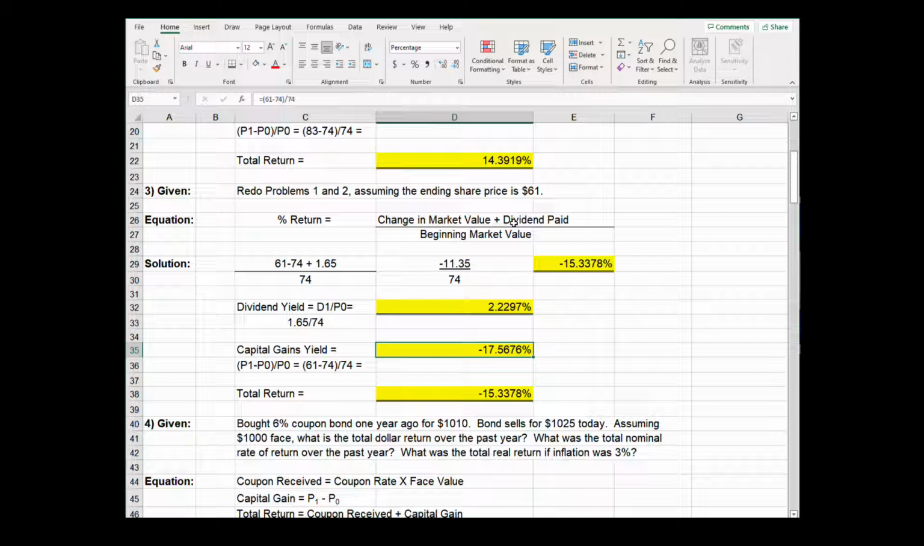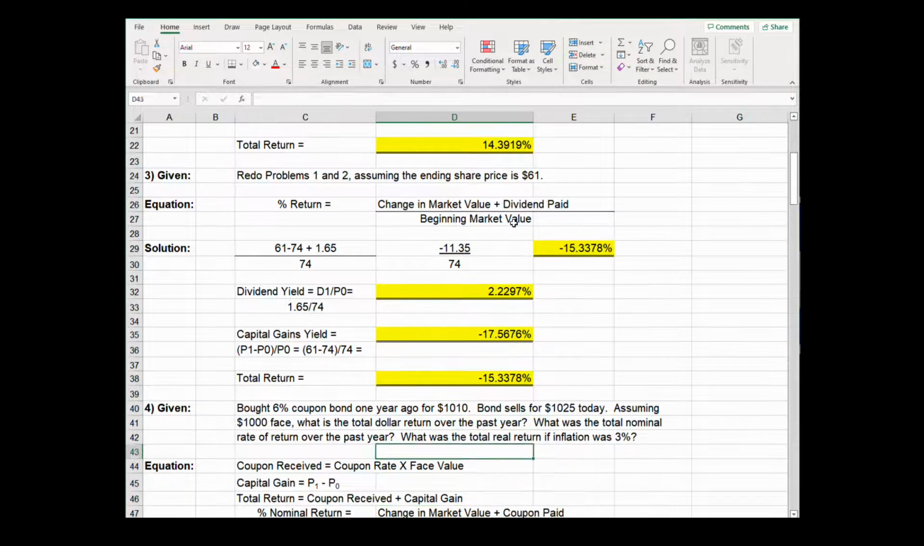But this time the capital gains yield goes way down. It is 61 minus 74 over 74, and it's a big negative 17.5676%. And again, my solution is the same. This time I just broke it into the two components, but the total return is negative 15.3378%, so I'm not a very happy investor. Not as bad as if I just had capital gains yield, because this company does pay a nice dividend of 2.23%, but overall my return's not very good. There are your answers to problems 1, 2, 3.